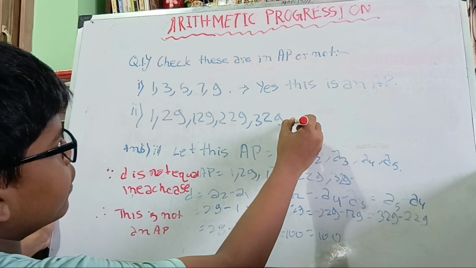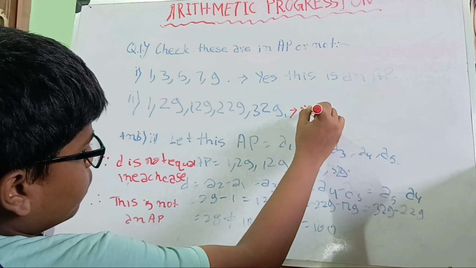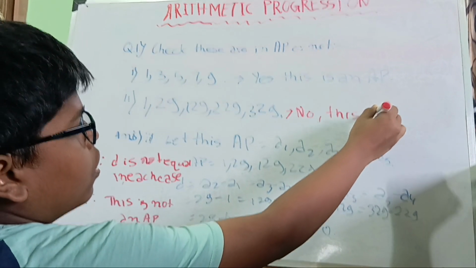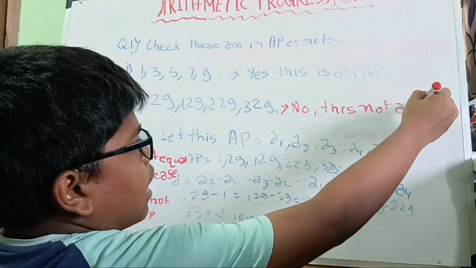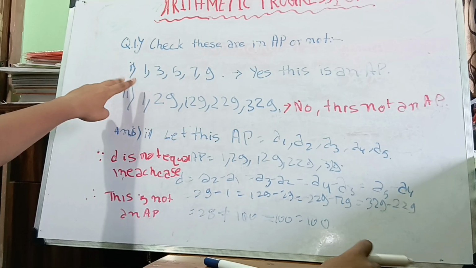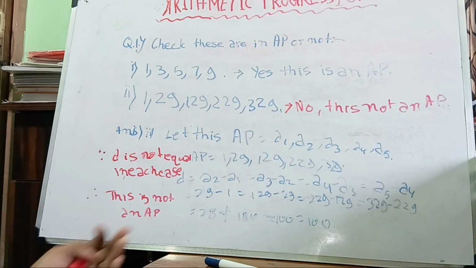So we can write here: no, this is not an AP. So we have found our answers. The first answer is yes, this is an AP. The second answer is no, this is not an AP.